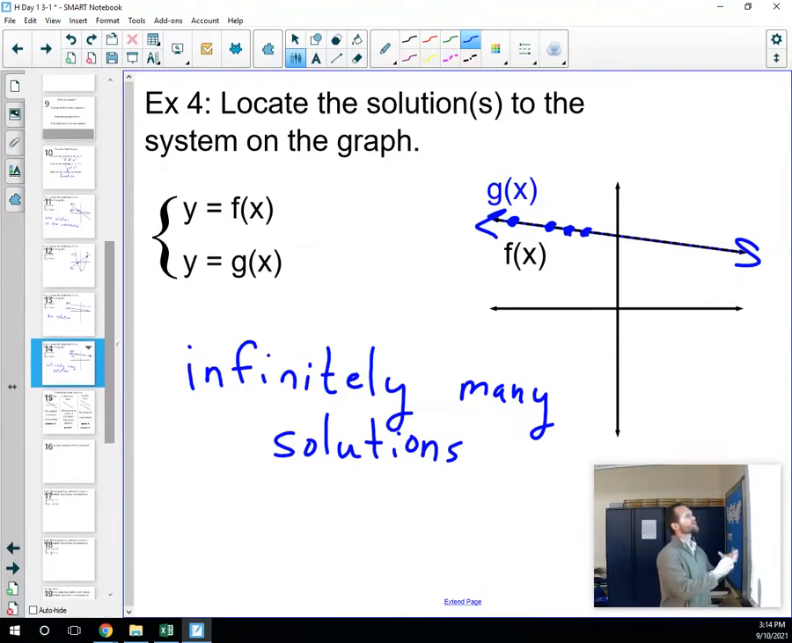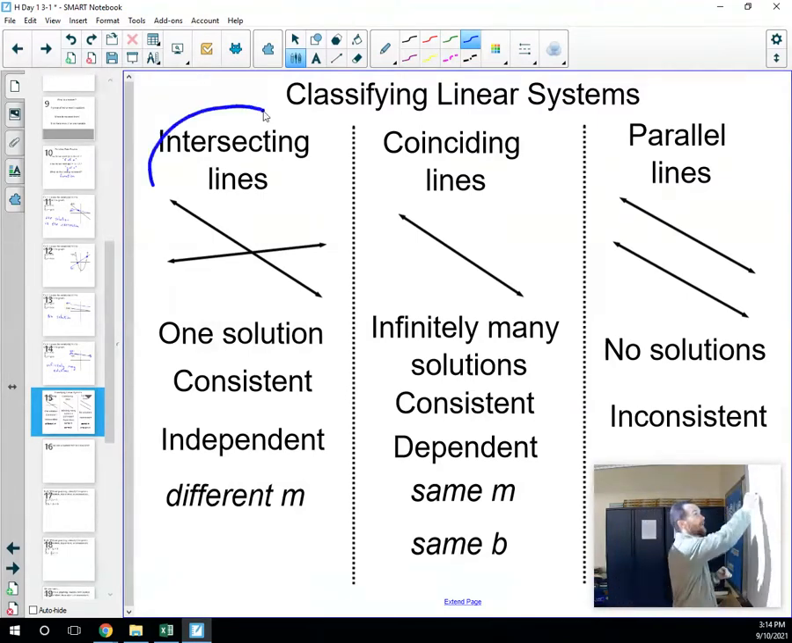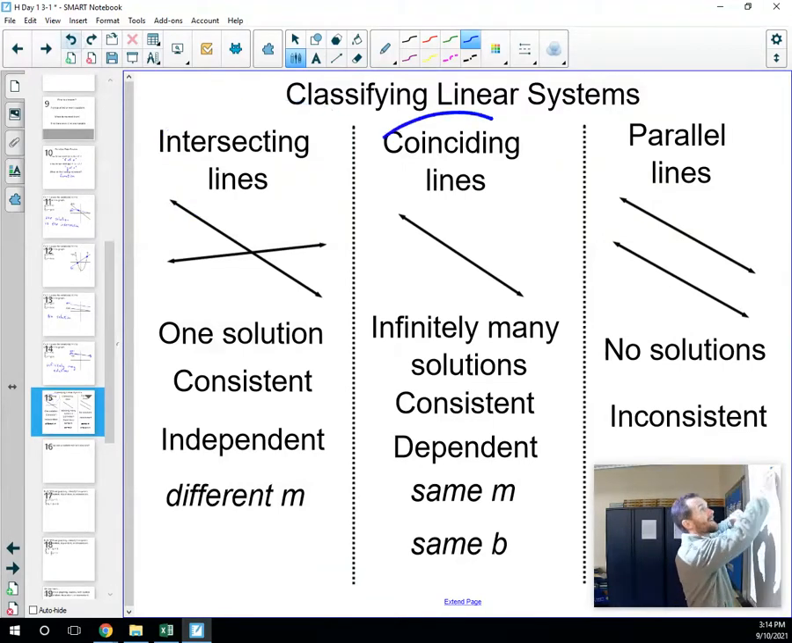So now what we're going to do is we're going to take what we just learned here, looking at these graphs, and put some vocab behind it. So now we're going to talk about how we can classify linear systems. So there's 3 main types of linear systems. There's intersecting lines, there's coinciding lines, and there are parallel lines. So we're going to take this one column at a time.